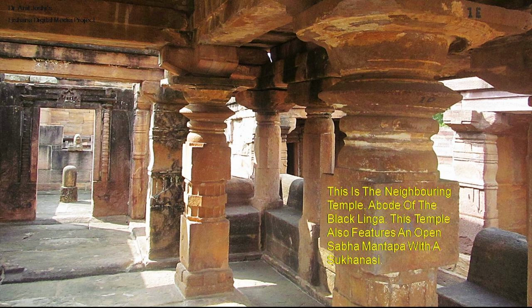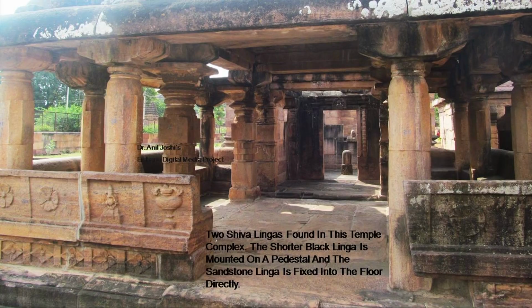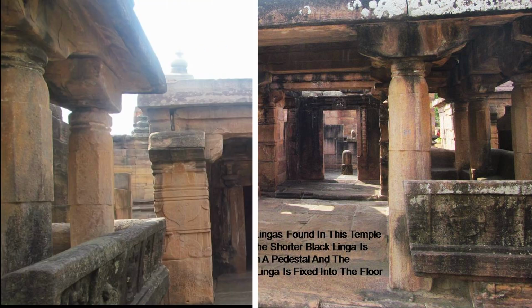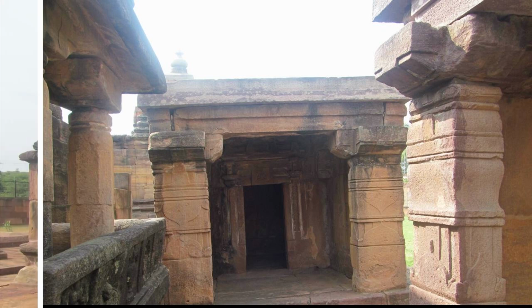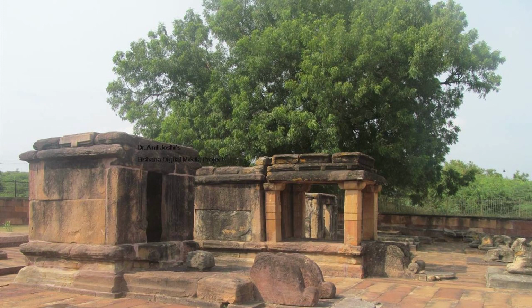This is the neighboring temple. You can see in the back frame there is a lingam. This temple also features an open sabha mandapa with sukhasanas. The places meant for sitting are sukhasanas, in the open sabha mandapa. This type is retained. You can see a lingam in a smaller frame. Two Shivalingas are found in this temple complex. The short black linga is mounted on a pedestal, and the sandstone linga is fixed into the floor directly. So these two you can observe, or you can pause it, magnify it, and have a look at it.